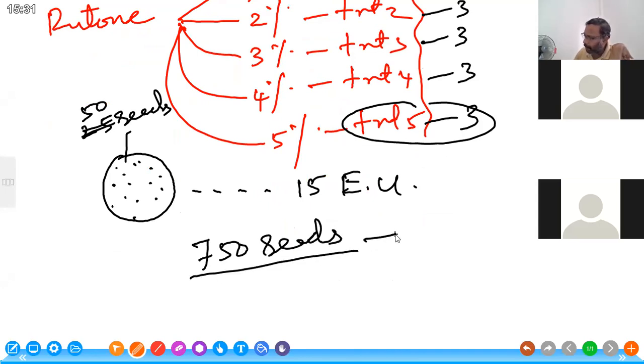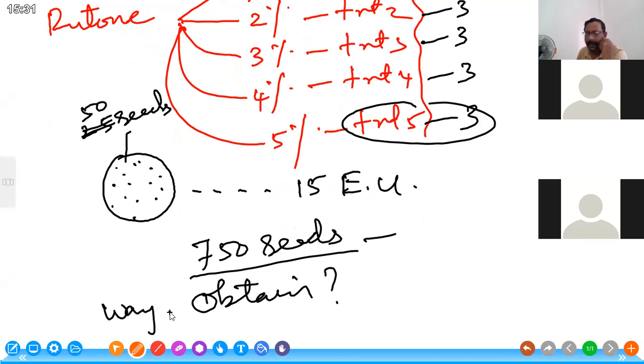What is the best way to obtain the seeds? Anyone?